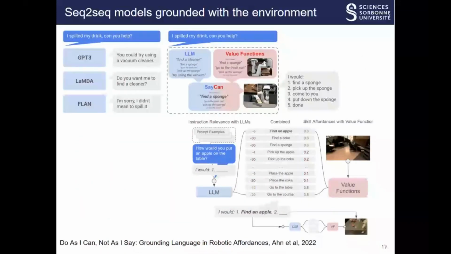Another one is called SayCan. Maybe it was mentioned yesterday also. The objective is to use a large language model to provide a plan. Given the initial goal, we have a value function related to the scene, and what we do is compare the probability provided by the large language model with the value function provided by the perception model, and then combine those two scores to provide the next token given the beginning of the instruction.